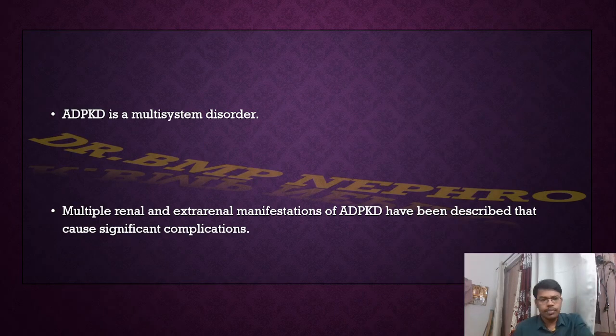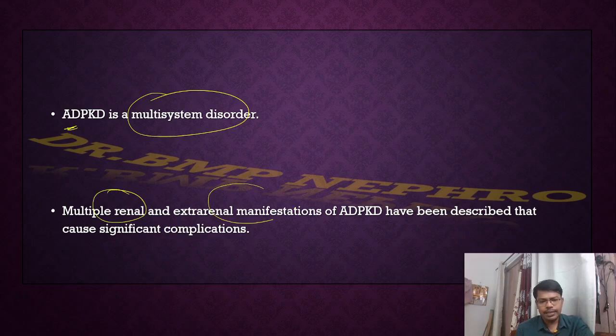So what is it? It is a multi-system disease. Even though the kidneys are the primary organ involved, cysts can occur in any other organ, and that is why it is called a multi-system disorder. There is a genetic basis, which is why it is autosomal dominant polycystic kidney disease. Multiple renal and extra-renal manifestations cause the clinical deterioration.